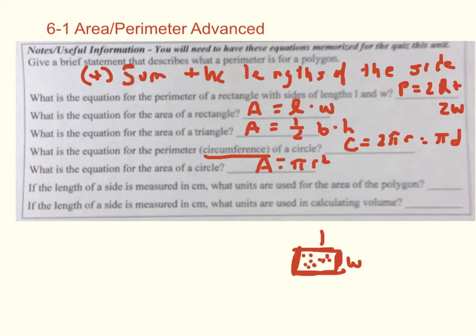And if the length of a side is measured in centimeters, what are the units for the area? Area is square centimeters, usually designated by the little 2. And if the length of the side is measured in centimeters, what's the volume? We'll be getting into that more heavily with the next lesson. That would be centimeters cubed. So this is how you fill out the top.